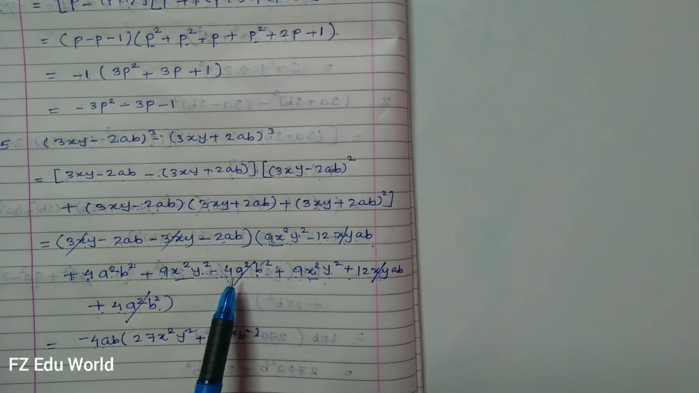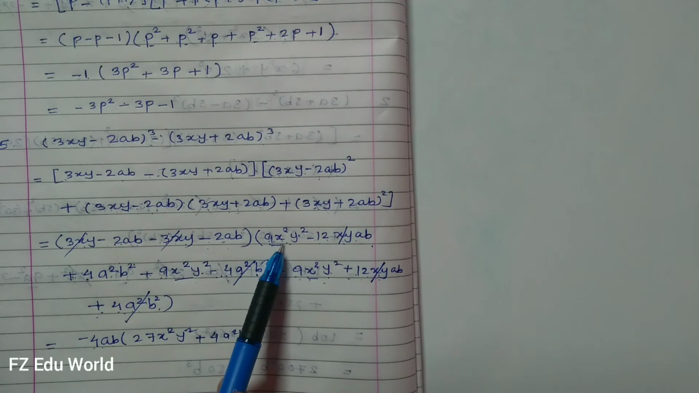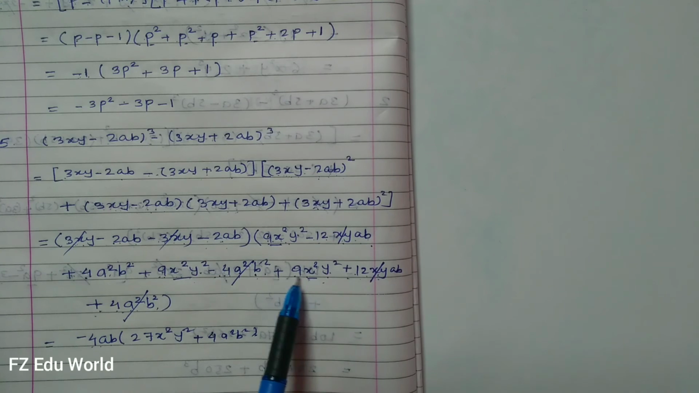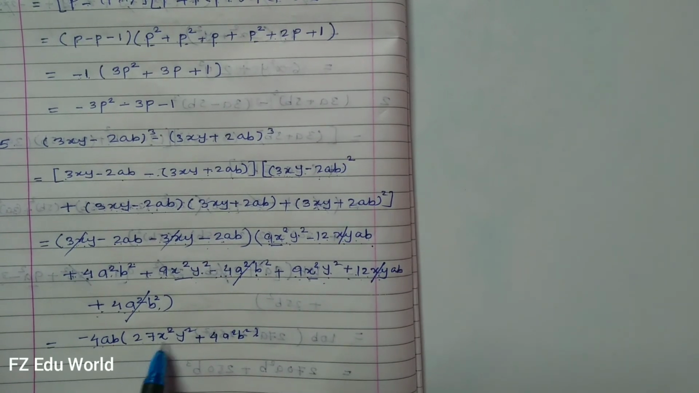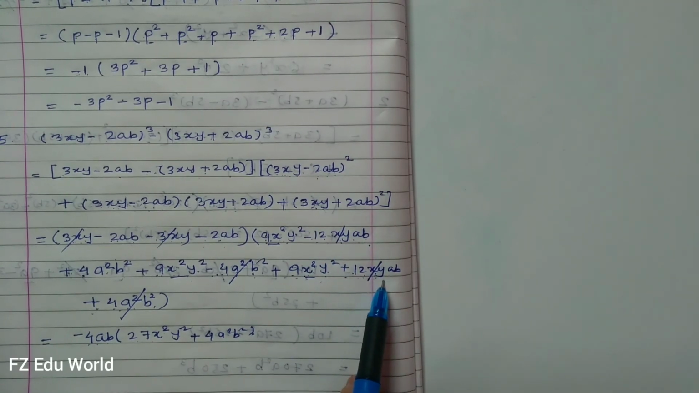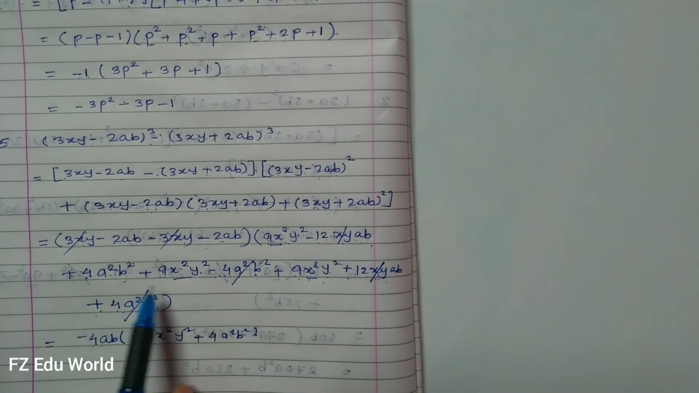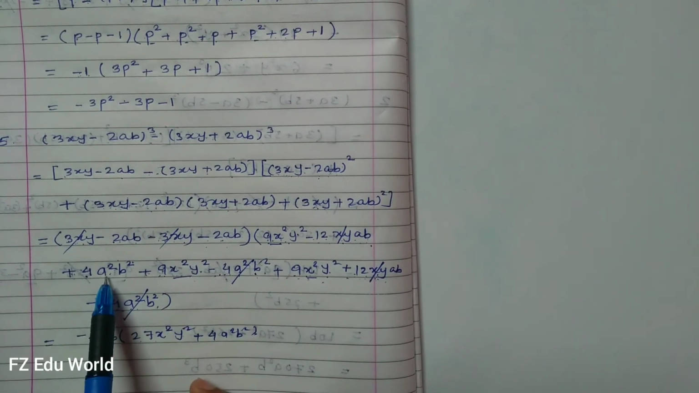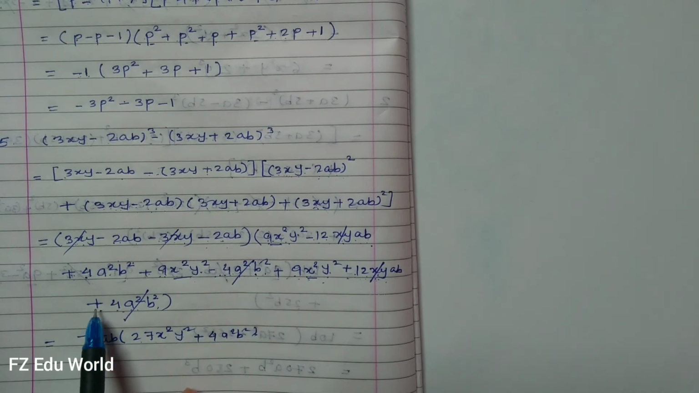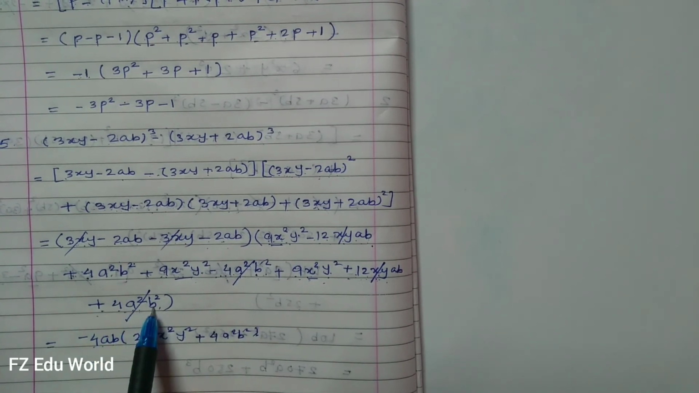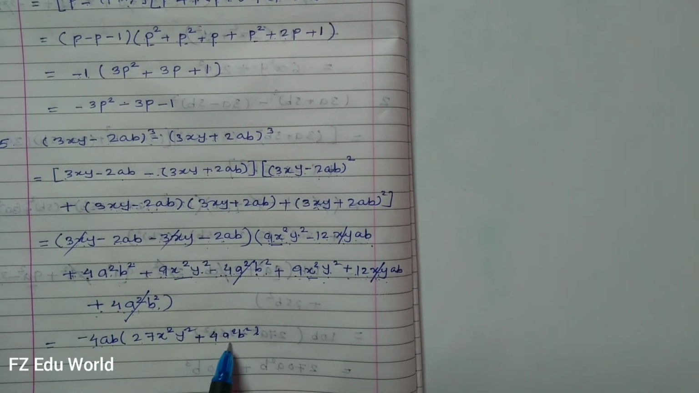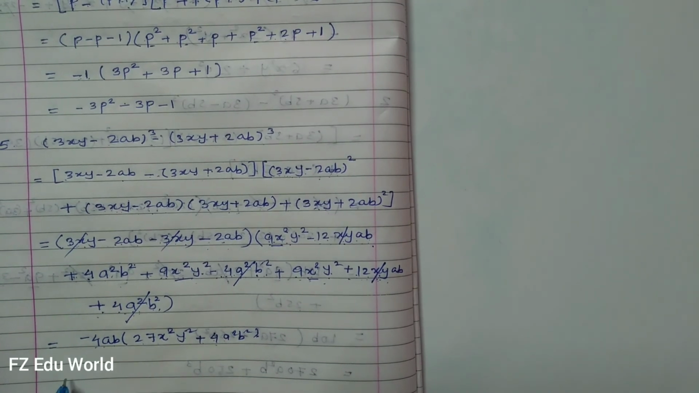So in bracket 9x square y square plus 9x square y square plus 9x square y square will become 27x square y square. Minus 12xyab plus 12xyab will get cancelled. Then this 4a square b square minus 4a square b square and another plus 4a square b square. This will get cancelled, and what is remaining? 4a square b square. So plus 4a square b square will be there.